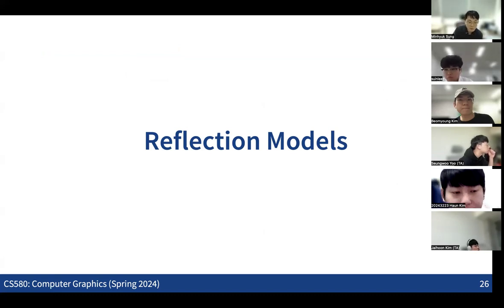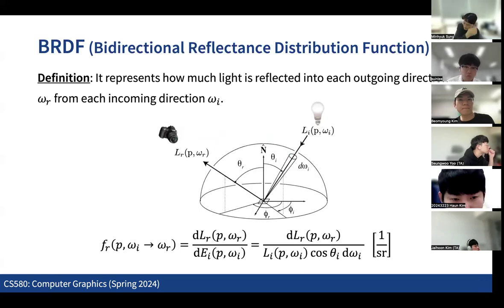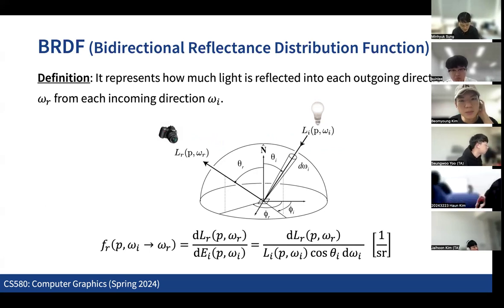In the light transport equation and also in the reflection equation, we are assuming that the BRDF is given as a material property of the surface. BRDF is the bidirectional reflectance distribution function, which defines the ratio between the differential outgoing radiance and the differential incoming radiance. When you define this ratio, it defines properties of the material of the surface of the objects.